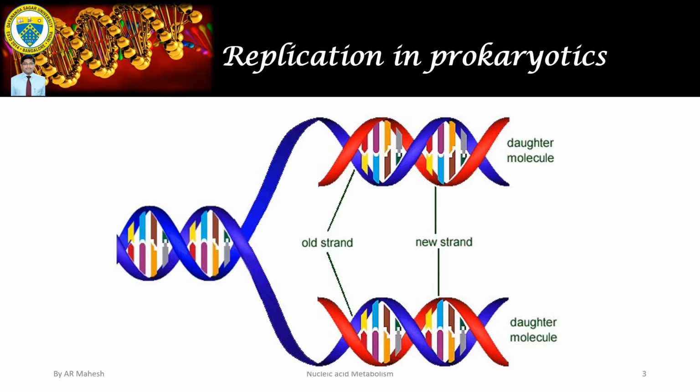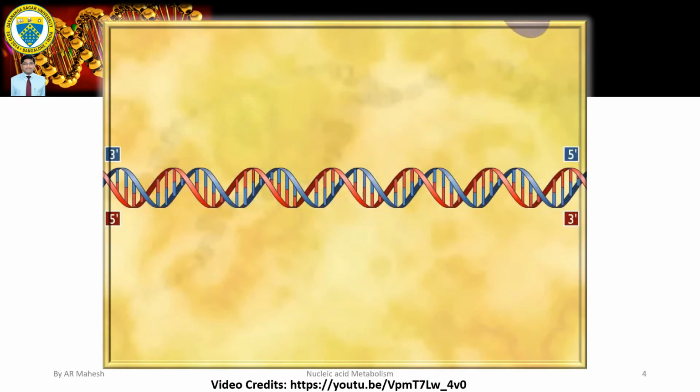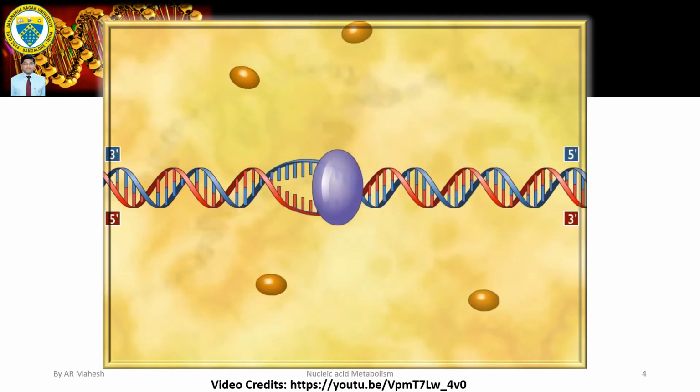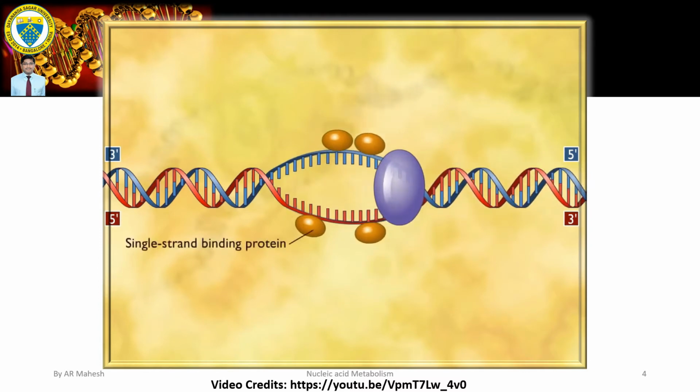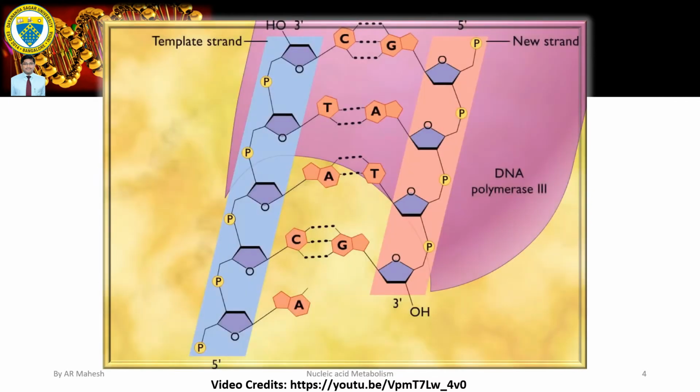In this video, you will be seeing how the DNA is being replicated. The replication of DNA begins at a sequence of nucleotides called the origin of replication. Helicase unwinds the double-stranded DNA helix, and single-strand binding proteins react with the single-stranded regions of the DNA and stabilize it. DNA polymerase III is the major enzyme involved in DNA replication.